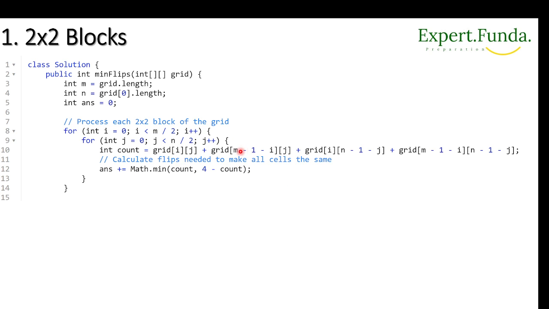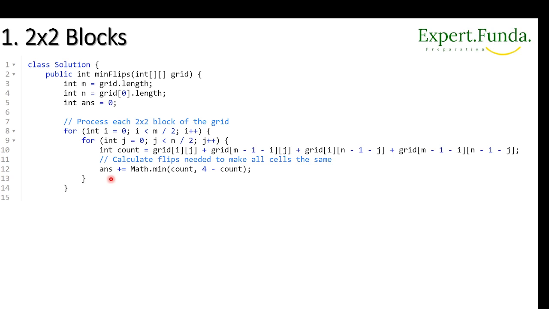These 4 will be there: grid i j, grid m minus 1 minus i j, grid i n minus 1 minus j, and grid m minus 1 minus i, n minus 1 minus j. So these 4 will be there, and after this you have to find the count.